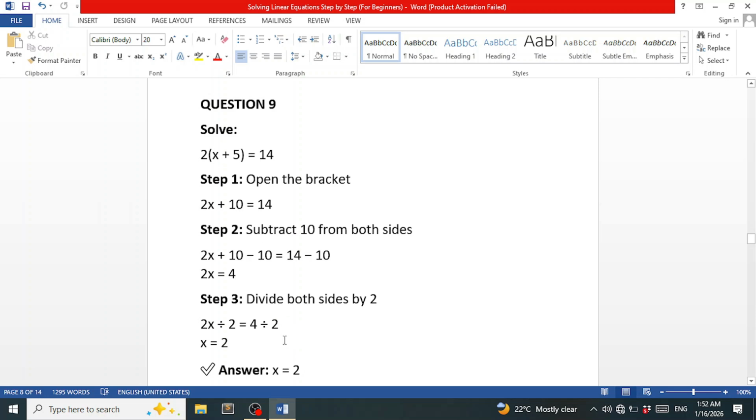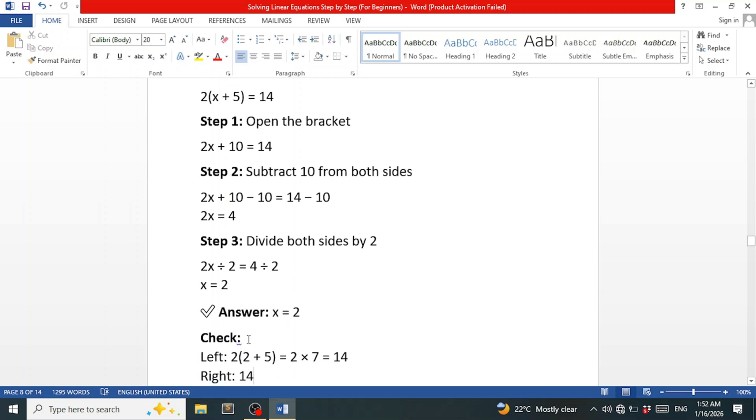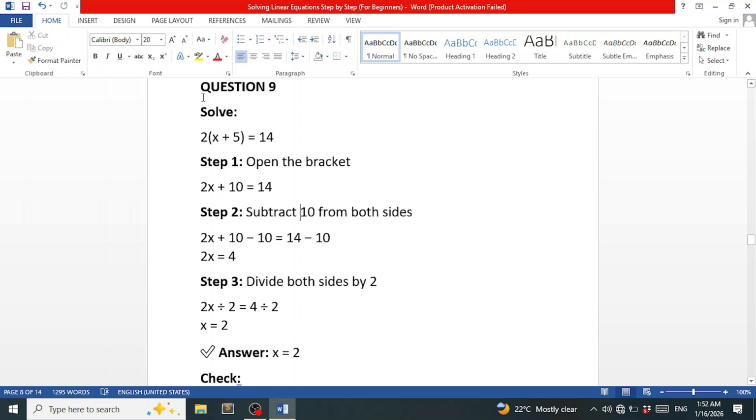So when you check here on the left side, you can see it is 2 times (x + 5). The value of x is 2. That means 2 plus 5 is gonna be 7. 7 times 2 is gonna be 14. Is 14 equal to 14? Yes. So the left side is equal to the right side.